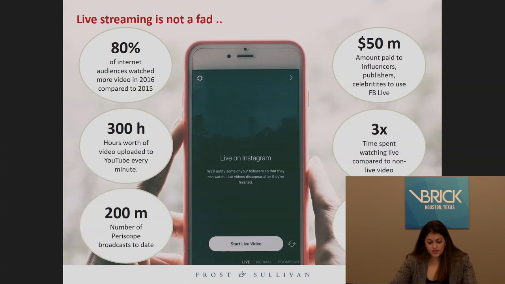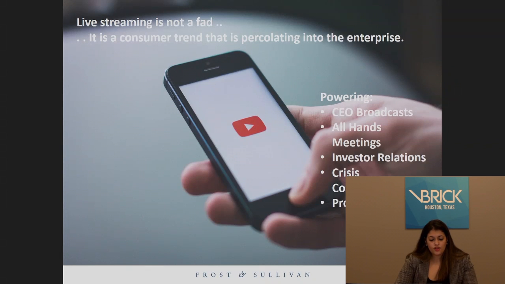So live streaming is most definitely not a fad. It is a big part of your employees' life every day and the way that they engage with technology. And that is something that they are going to come to expect from their work lives as well. In the past, we've seen that live streams power just the largest, biggest budget, CEO broadcast and all-hands meeting type use cases. But I think the need for live and real-time information is increasing, and it will be a source of competitive advantage moving forward.